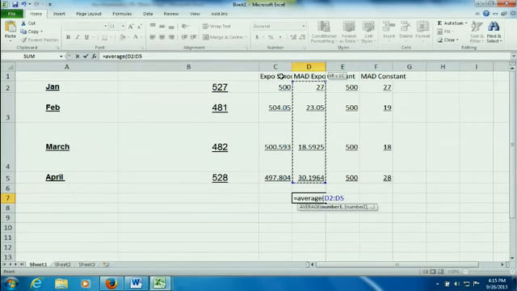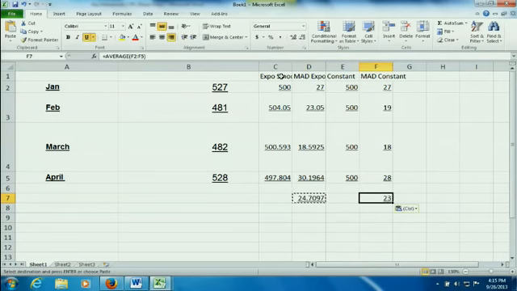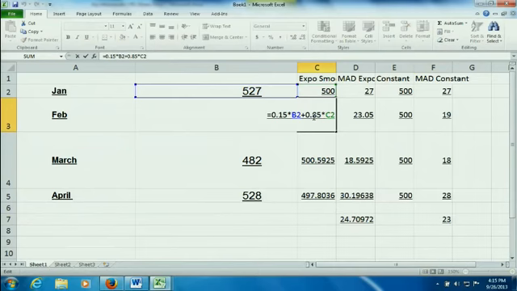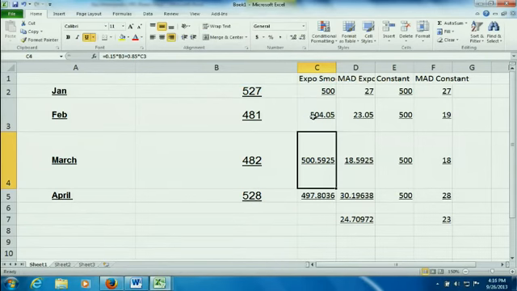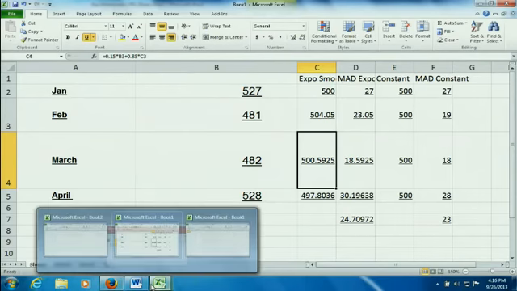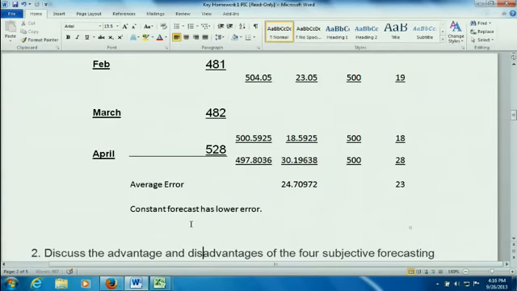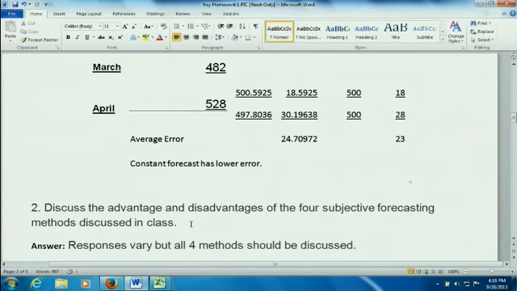And the MAD is taking the average of the individual errors. What we see is the constant forecast in this case is better: 23 as opposed to 24. So the only trick in this is to just remember that you use 0.15 of your previous actual and 0.85 of your previous forecast. Everybody got that? Can do that on the test, I hope. And the constant forecast in this case has a lower error.